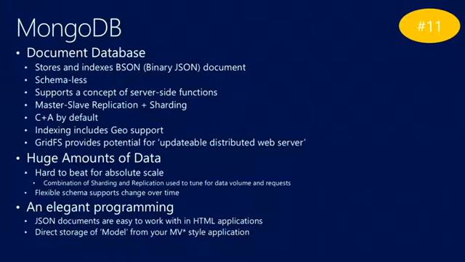Right, 11, MongoDB is a document database. It stores and indexes documents provided in the binary JSON format, so it's a binary representation of JSON. It's kind of like binary XML. Let's take a text representation and go, oh, this text is really, really large, let's turn it into something a little bit more efficient. So you stick a BSON document in, it can index those. It's schemaless, so the documents don't have to look the same.